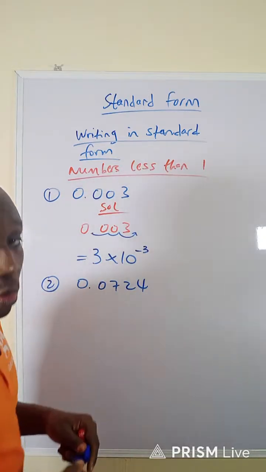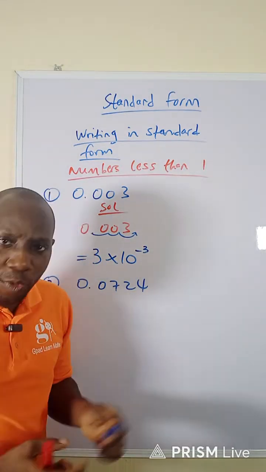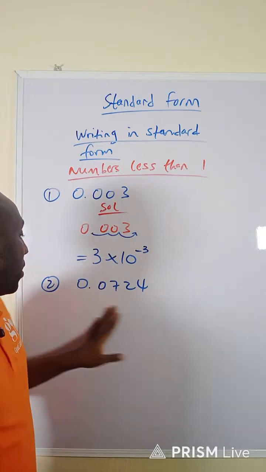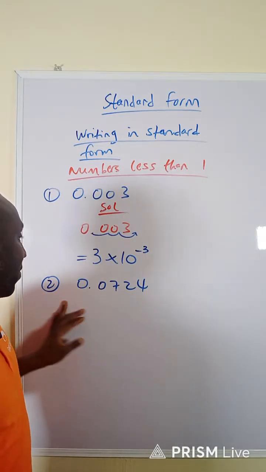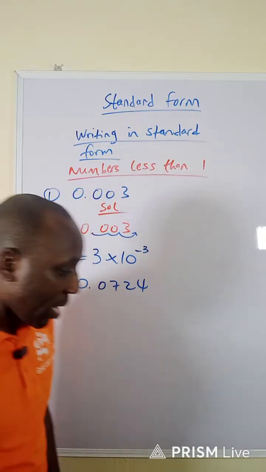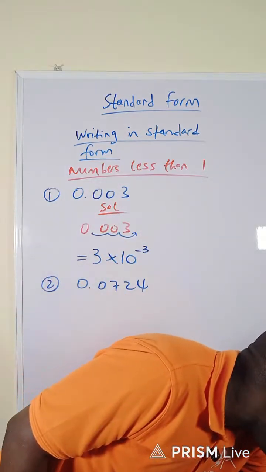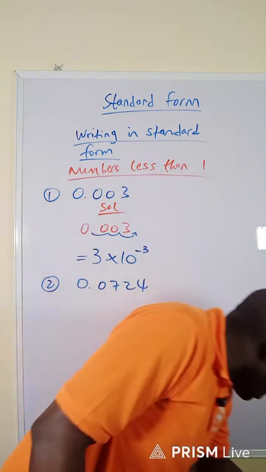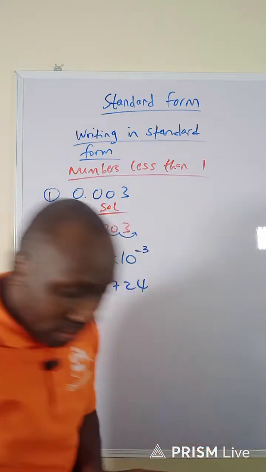0.0724. This one is also less than 1. Why? Obviously, guys, 0 point something. So how do we write this in standard form? Let me allow you to think through this and give me your answer, guys. Let's write this in standard form. Anybody's going to help us with this?